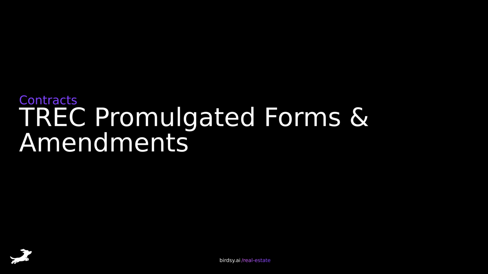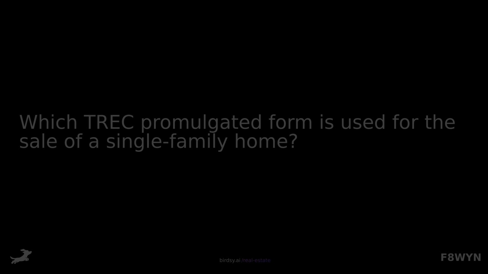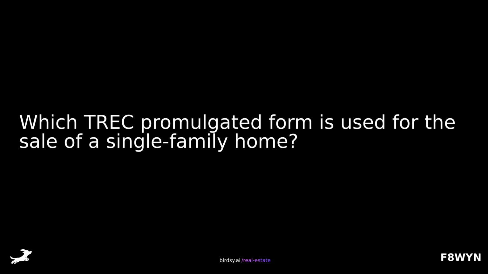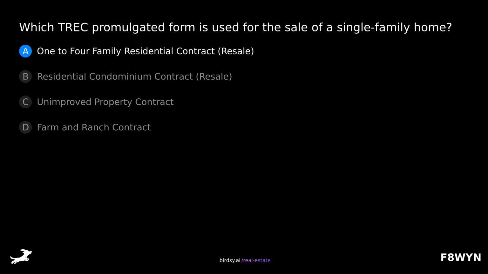TREC, promulgated forms and amendments. Which TREC promulgated form is used for the sale of a single-family home? Is it A, 1 to 4 family residential contract, B, residential condominium contract, C, unimproved property contract, or D, farm and ranch contract? The answer is A, 1 to 4 family residential contract.